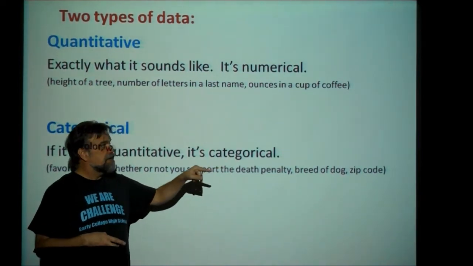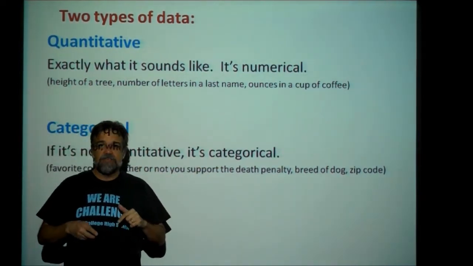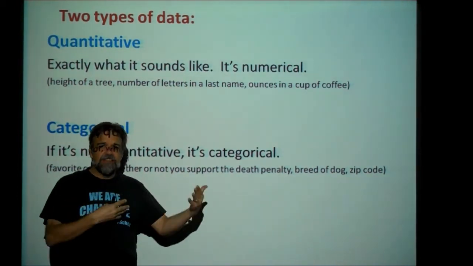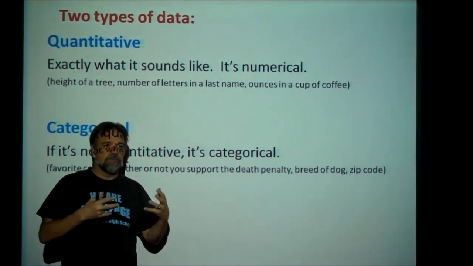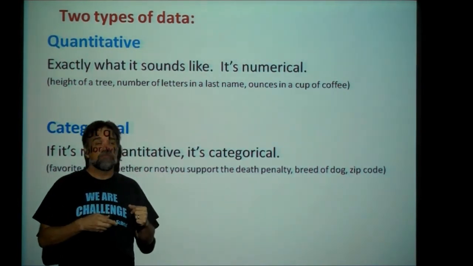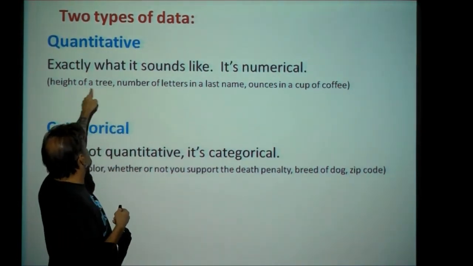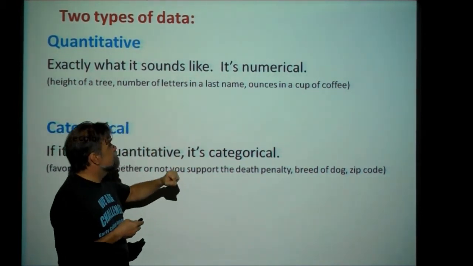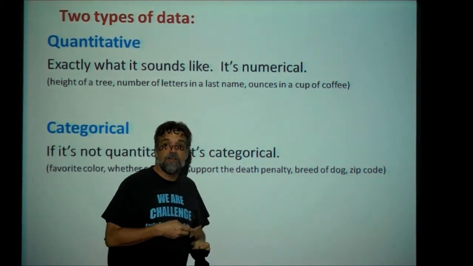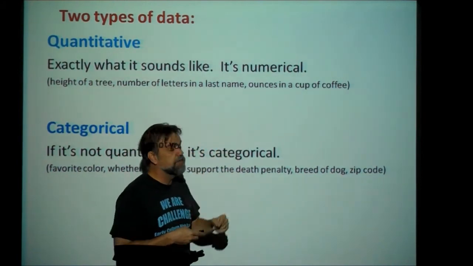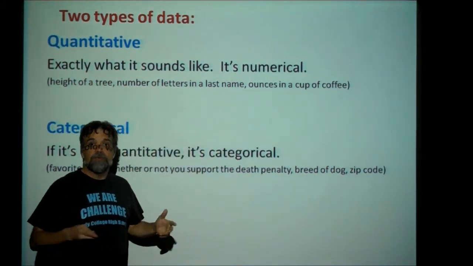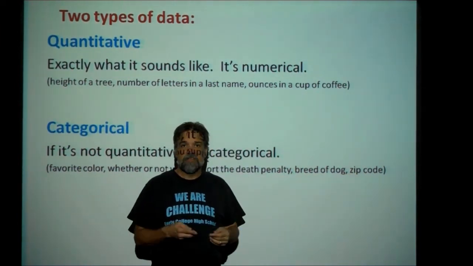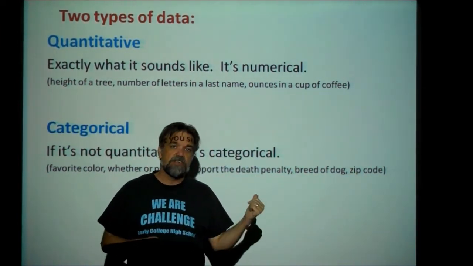Because quantitative data has to be data that's used like a number. Meaning, you would want to add the numbers together for some reason, or you might want to take the average of the numbers for some reason. I can see taking the average. I would be interested in the average height of a tree, or the average number of letters in a last name, or the average number of ounces in a cup of coffee. I would not at all be interested in the average of a bunch of zip codes. That makes no sense, okay? Because it's categorical data.